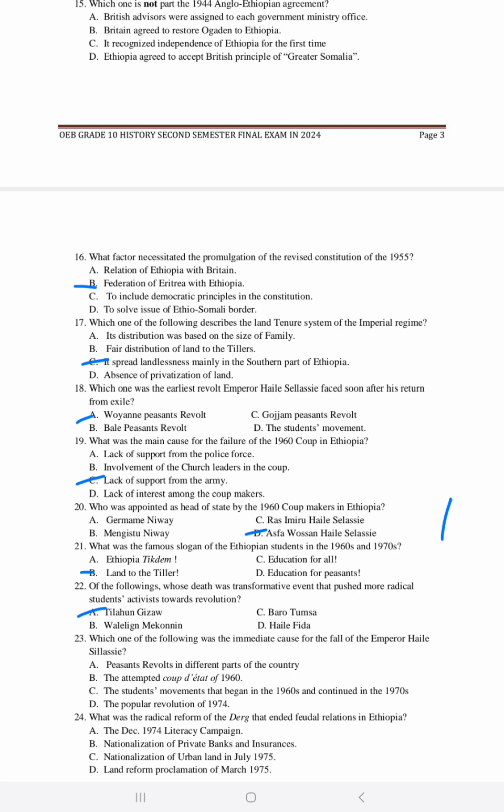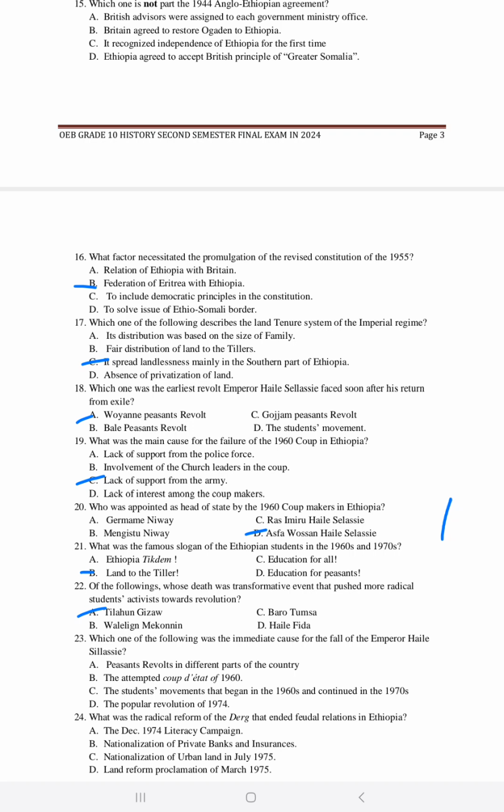Question number 23. Which one of the following was the immediate cause for the fall of Emperor Haile Selassie? The immediate cause, when you say immediate cause, gabaabumatti godhe. A. Peasant revolts in different parts of the country. No. Peasant revolts in bara 1960 keessas ni jira ture. B. The attempted coup d'etat of 1960.